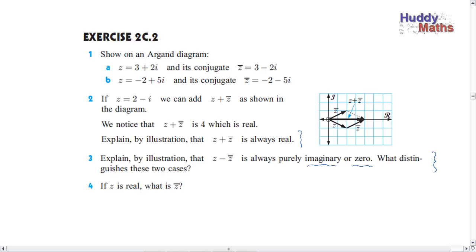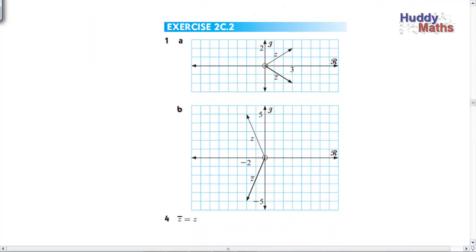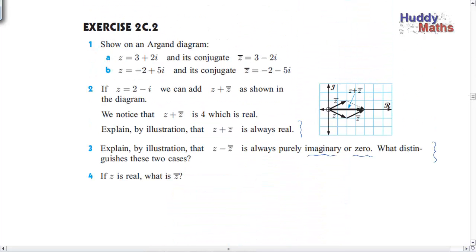All right, so I'm going to show you the answers now. So come down and let's have a look. That's 1A and B, and the others were discussion, so they've only put in 4 there. The conjugate of z is z. So let's just go back up and have a look. We'll just come here, see if we can get this.